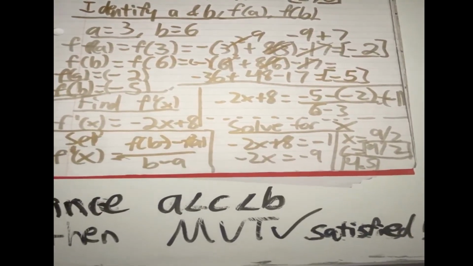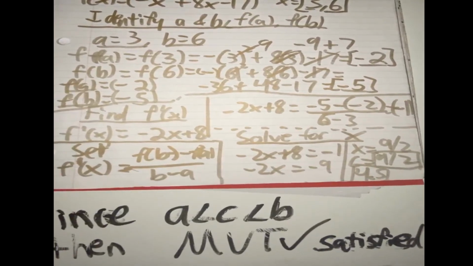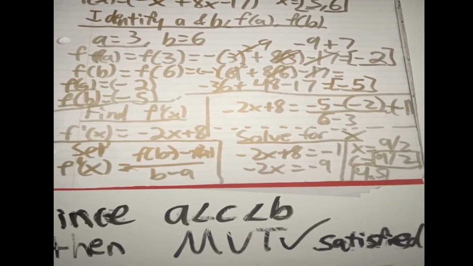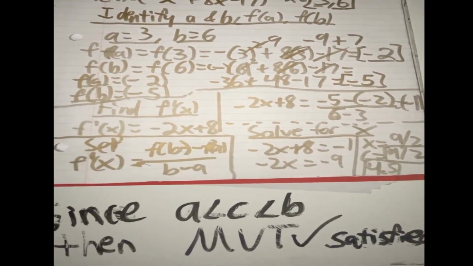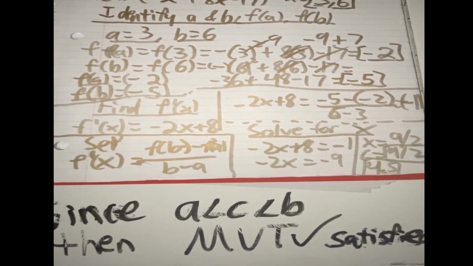And that's how you use the mean value theorem. So solve for c, following that step by step. And if c falls within the bounds of a and b, then it satisfies the mean value theorem.